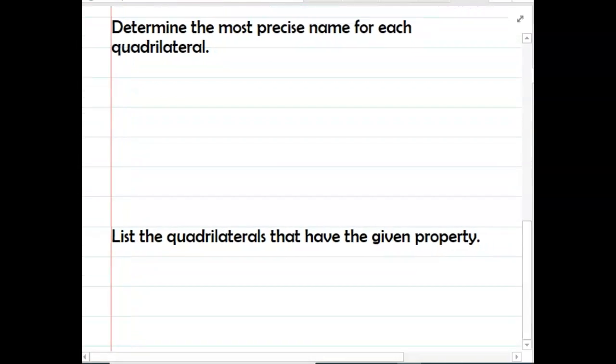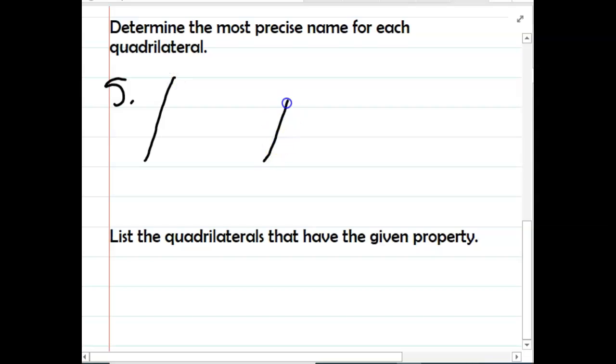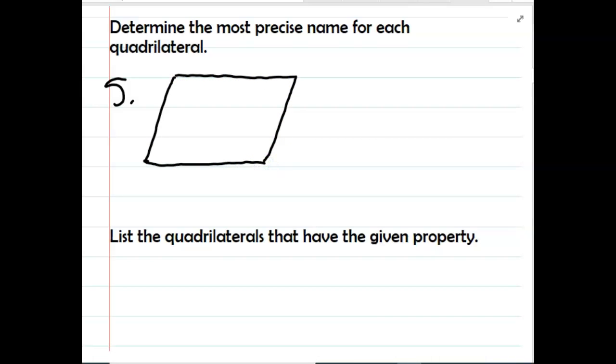Okay, so this one as well, determine the most precise name for each quadrilateral. Okay, so number 5, we're going to draw a 4-sided figure, a quadrilateral. Okay, looks kind of like that. And we're going to mark it so that the left side is parallel to the right side and the top is parallel to the bottom.